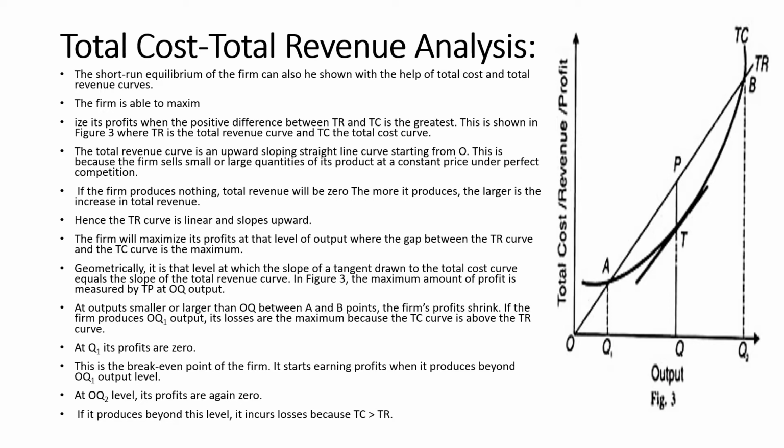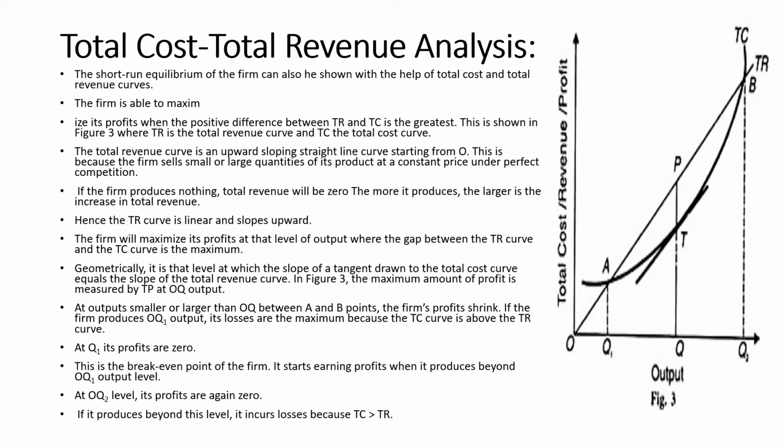Okay, this is the same in the case of all the market structures. It depends upon the production aspect. How much you produce will determine your total revenue. Now the firm will maximize its profit at that point of output, where the gap between the TR curve and the TC curve is a maximum.